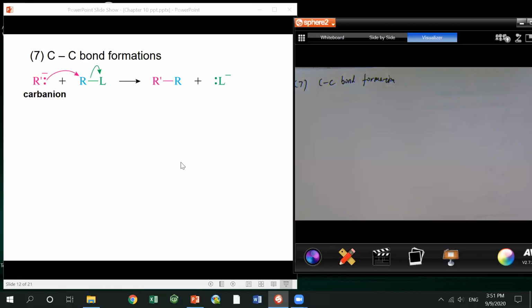So that means one of the species has to act as a nucleophile, and the other has to be a strong electrophile.